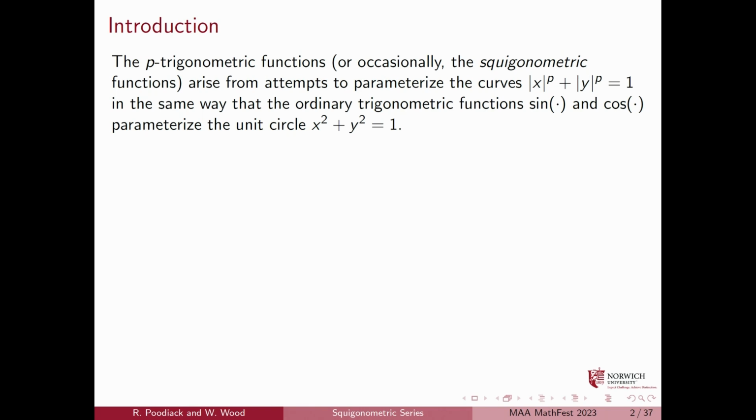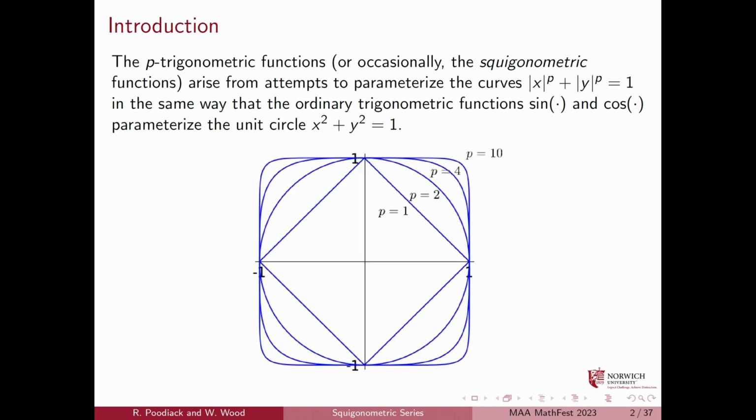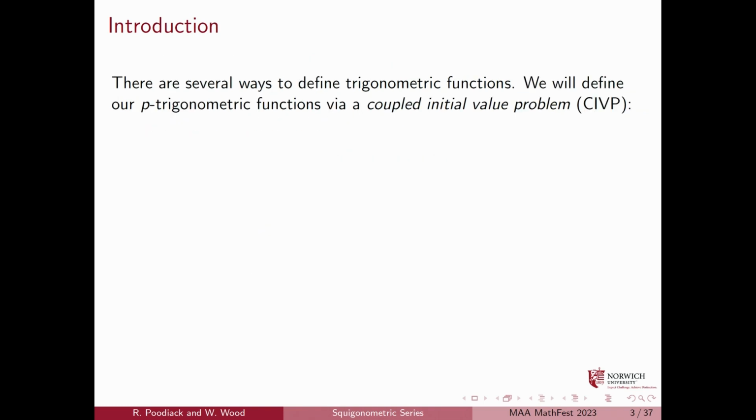So the p trigonometric functions, or occasionally the squigonometric functions, arise from attempts to parameterize the curves |x|^p + |y|^p = 1, in the same way that the ordinary trigonometric functions sine and cosine parameterize the unit circle x squared plus y squared equals 1. And you can see what these p circles, as we'll call them, look like for various p. P equals 2 is the typical unit circle of radius 1. And as p increases, the circles get more squarish in appearance, and therefore we get squircles.